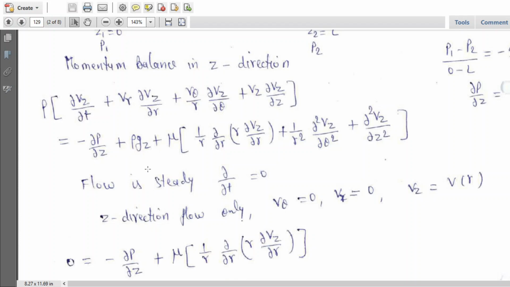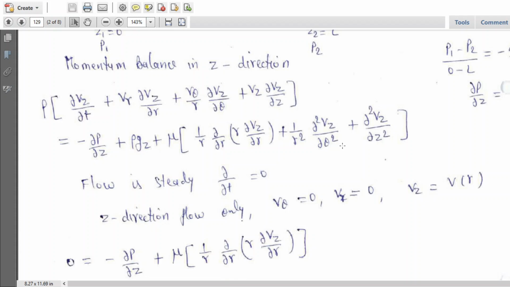Next, GZ is 0 here because gravity is acting perpendicular to Z; GZ is G cos 90, so GZ is 0. Now in this particular part, you have del VZ upon del R, del VZ upon del theta, and del VZ upon del Z. Del VZ upon del theta is 0 because of axisymmetric flow, so VZ is not a function of theta. Del VZ upon del Z is equal to 0 because of fully developed flow in direction Z.